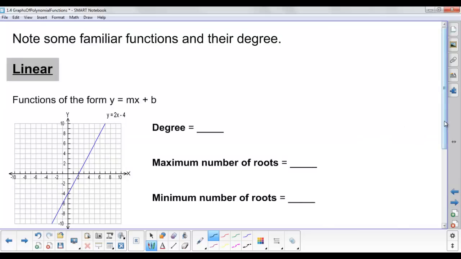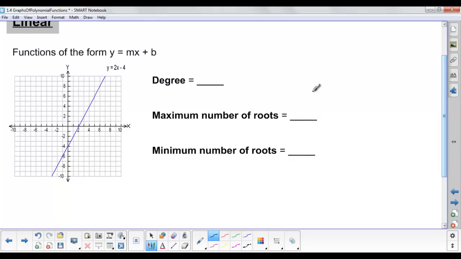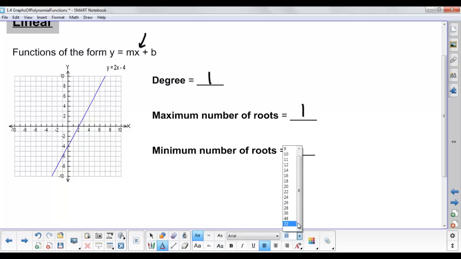Now, a linear function is always in the form of y equals mx plus b. I know that the degree of this function is 1, because the highest exponent on x, even though we can't see it, is a 1. The maximum number of roots that this function can have, so the maximum number of times that this function can cross the x-axis, is 1. However, there's a little stipulation to that.